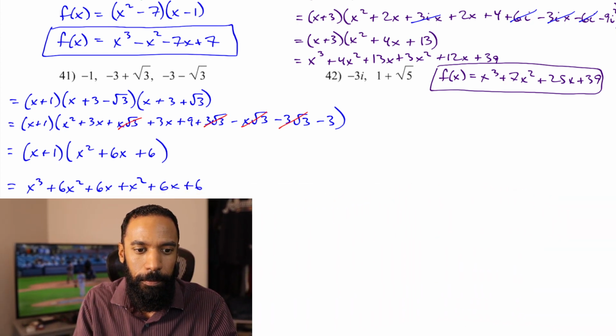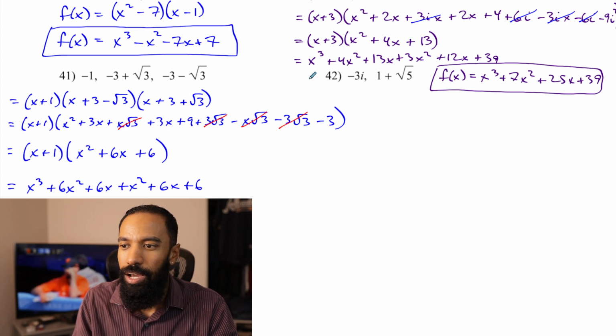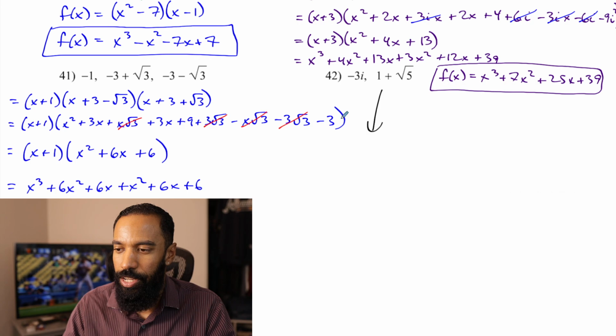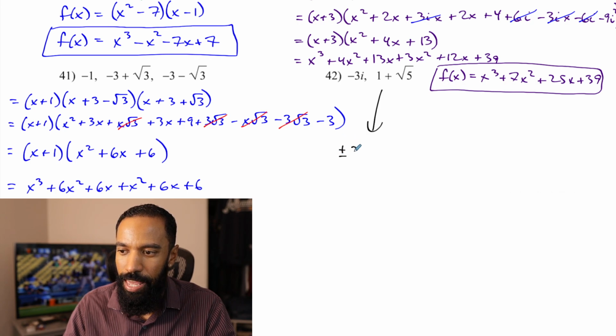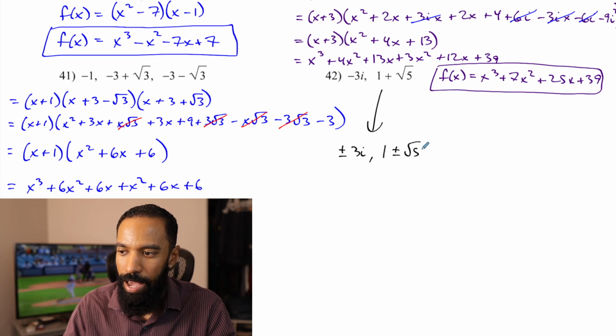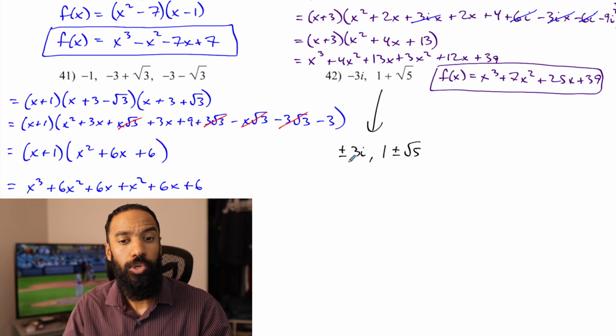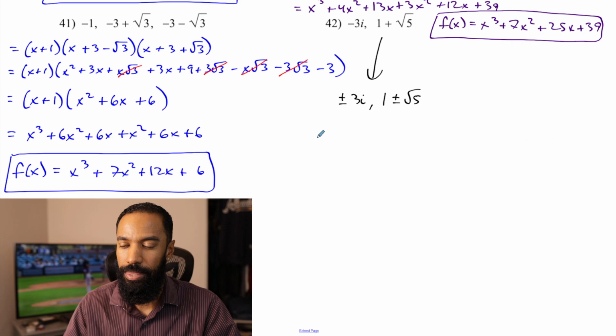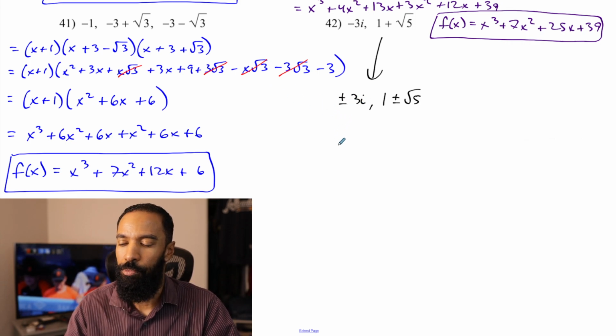Here we go. All right, number 42. So let's write out the conjugates here, right? Our roots should be positive and negative 3i, and then 1 plus or minus root 5. So there will be 4 things to deal with. First 2 aren't that bad. I know what that distributes to pretty easily. I wish we had a few more of these.